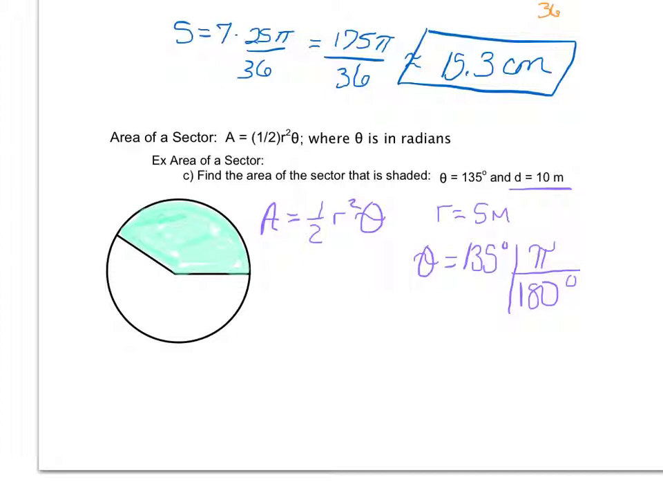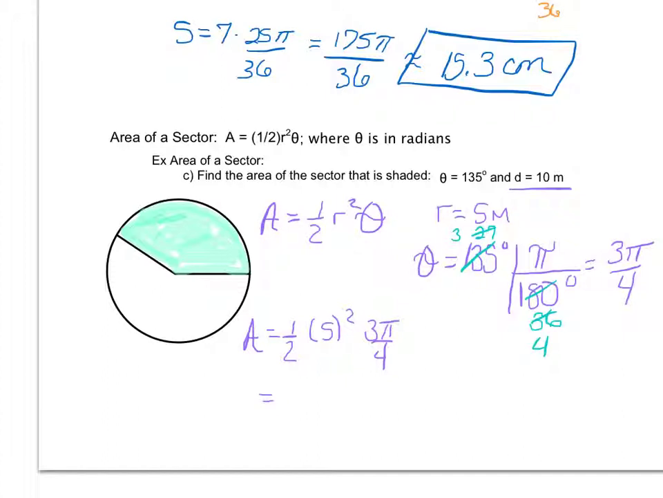Again, I'm going to put all my info in exact form first. So I'm going to reduce 135 and 180. So I first reduce by 5, and I get 27 over 36. I then reduce by 9, and I get 3 and 4, giving me a theta value of 3 pi over 4. And now I'm ready to go ahead and calculate my area. I'm going to have 1/2 times 5 squared times 3 pi over 4. Well, that gives me 25 times 3, which is 75 pi all over 8.